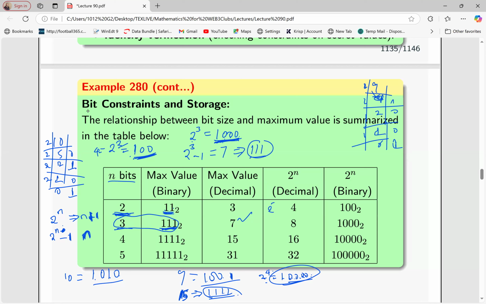2 raised to 2, which is 4, will be 2 plus 1 bits, which is 3. So 1, 2, 3. And now, when you talk of 2 raised to 2 minus 1, that is 3. And now, how do you get the bits? That will be just 2, the 2 here. So you can see 2 bits. And so on.